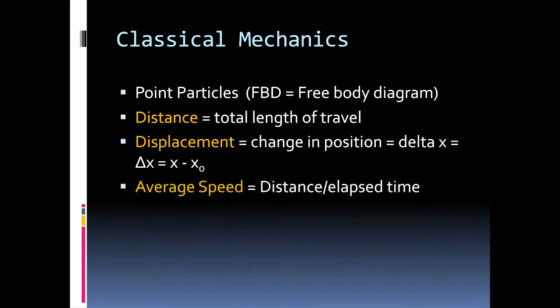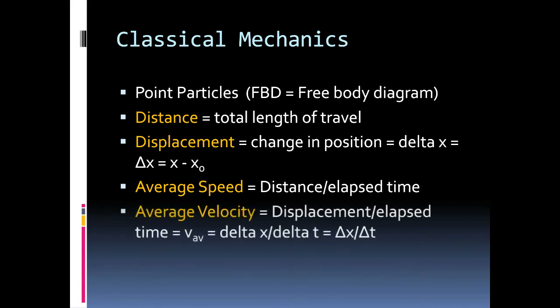The average speed is distance, the total distance over the total time taken, the elapsed time. The average velocity, again, is displacement divided by the time. We could write it as v sub average. You can say it this way, delta x over delta t, because we're using the Greek letter delta, the triangle, for the change: change in x over change in t. Or you could say change in position over change in time.